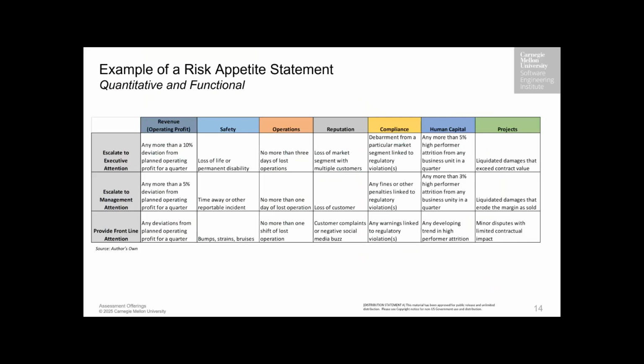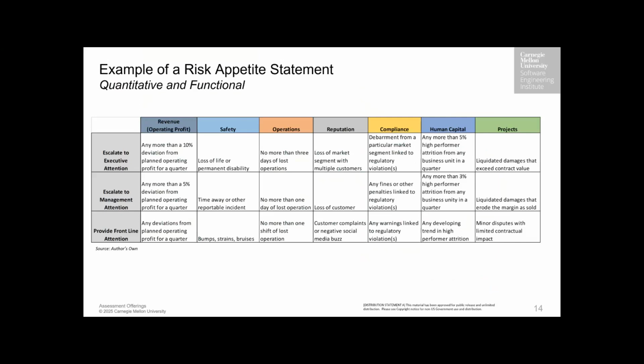Notice for operations, the operations column, it's 3 days lost, no more than 1 day lost, no more than 1 shift lost. Those are quantitative numbers that you can actually wrap your mind and brain around and know that there is a crossover point. Hey, if we have identified a risk that may in fact impact us for greater than 3 days, we know we need to go to the highest level to make a decision as to what we're going to do about that risk.